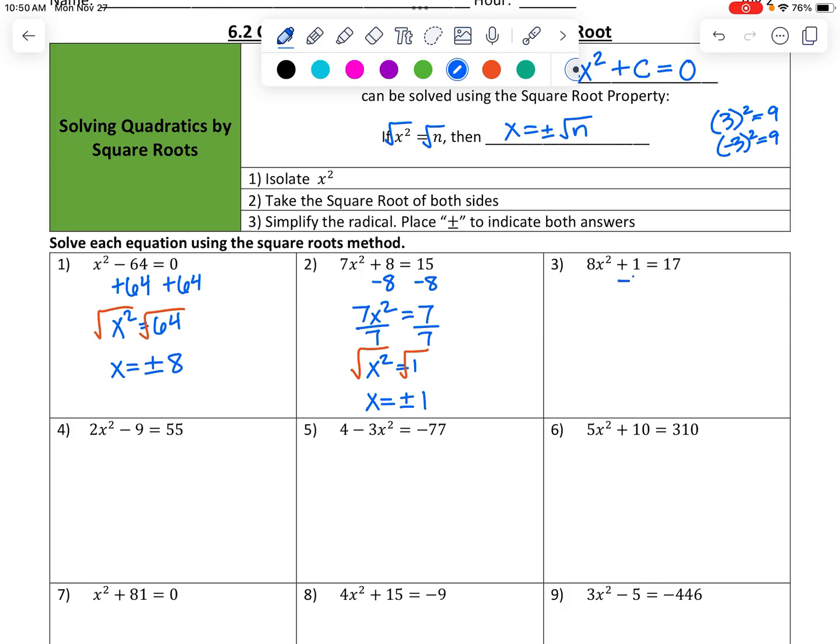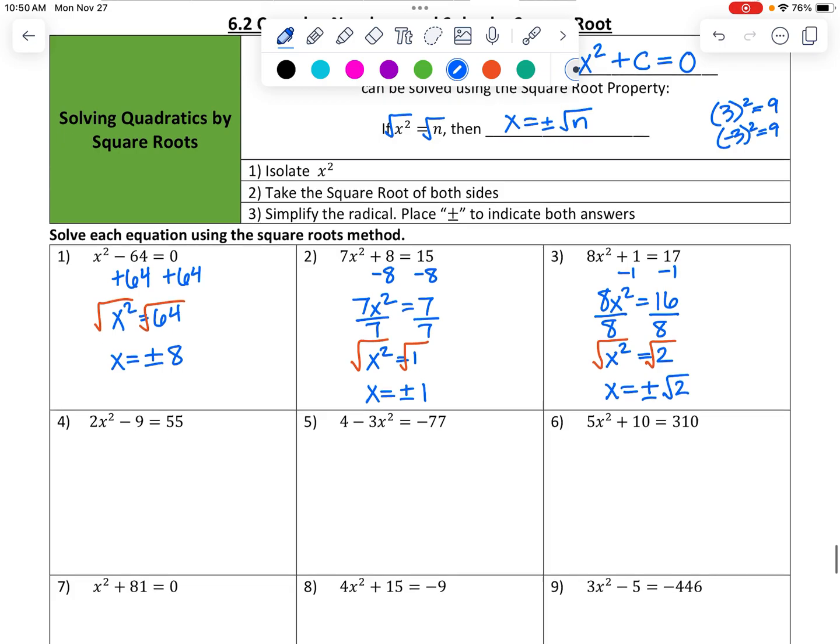Same sort of thing on this next one. Undo our addition with subtraction. And undo our multiplication with division. This one, we get x squared is equal to 2. Again, we see x squared is by itself, so we can square root both sides. That's going to make x by itself. And the square root of 2 will not simplify, so I'm going to leave it as plus or minus square root 2. So simplify your square roots all the way if they will, to get to your final answer. Okay, if it will simplify, simplify the square root.